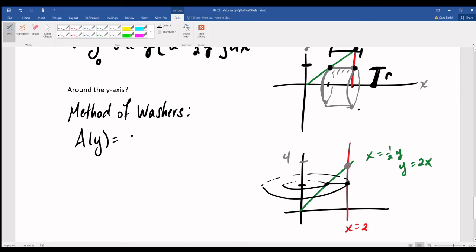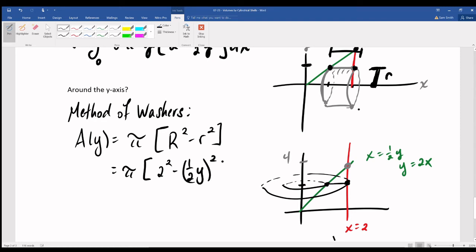In general, a washer has an area of pi times big radius squared minus little radius squared. Now the big radius, the big x value of any of these cross sections is given by x equals 2. That is always the largest, outermost function, 2 squared. The innermost x value is based on this green function here. The x value is equal to 1/2 the y value. So square the little radius.